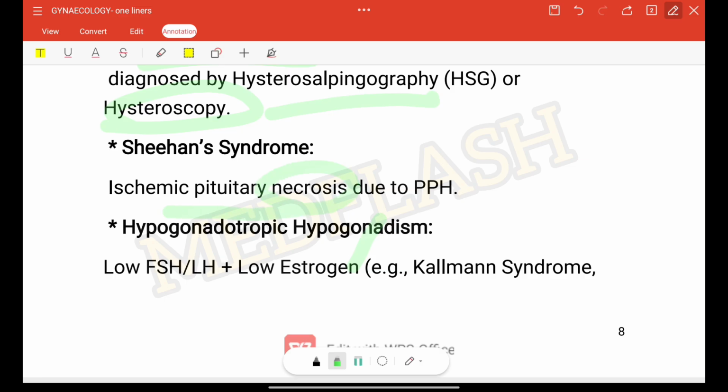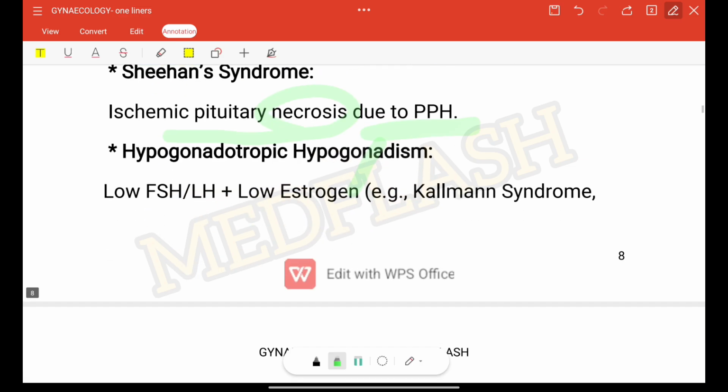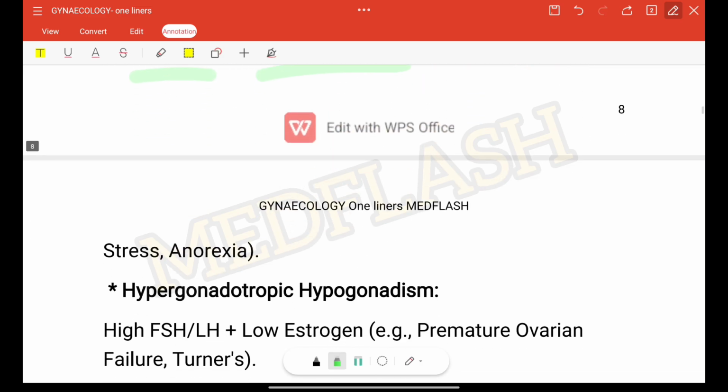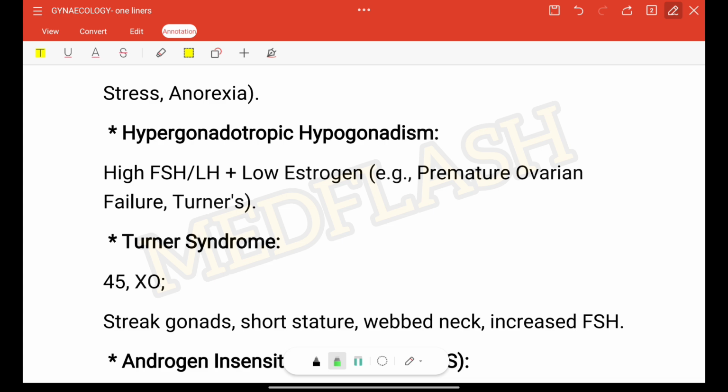Hypogonadotropic hypogonadism: low FSH or LH plus low estrogen. Example, Kallmann syndrome or stress or anorexia. Hypergonadotropic hypogonadism: high FSH or LH plus low estrogen. Example, premature ovarian failure or Turner syndrome.